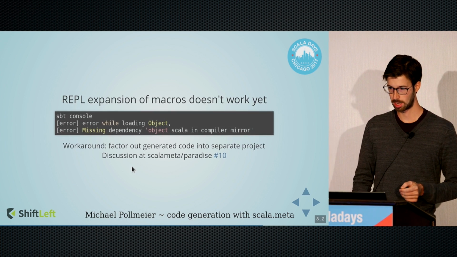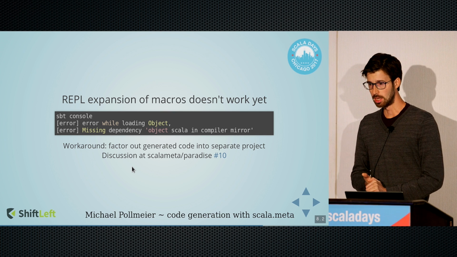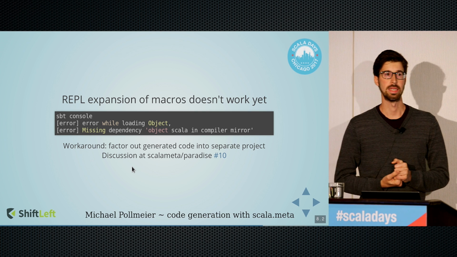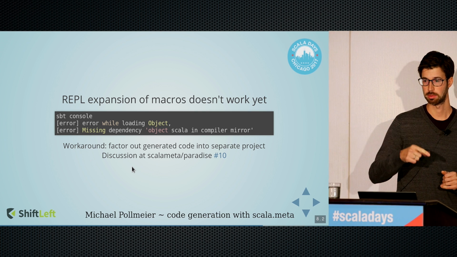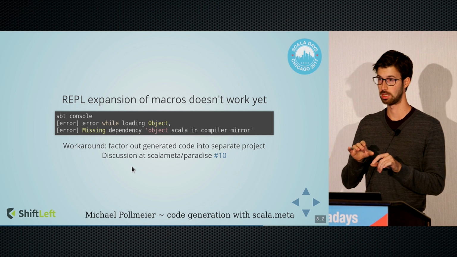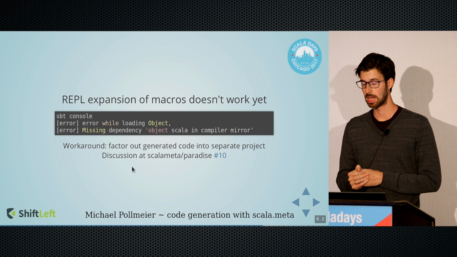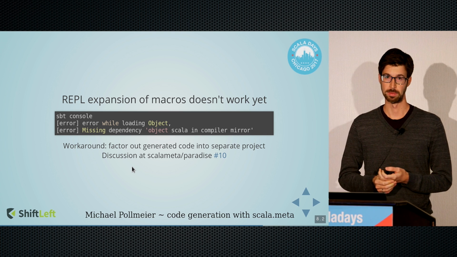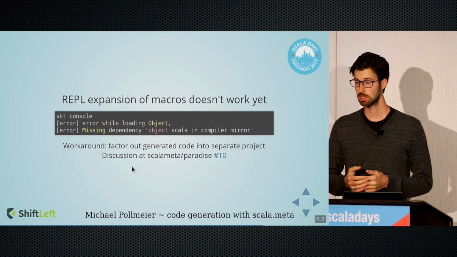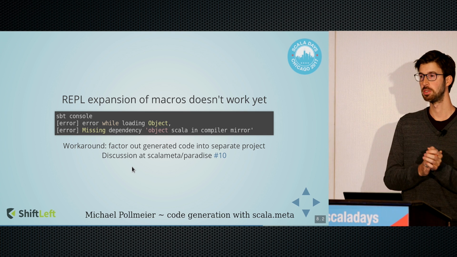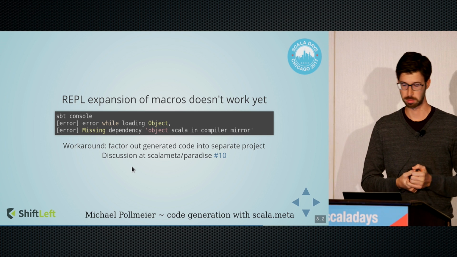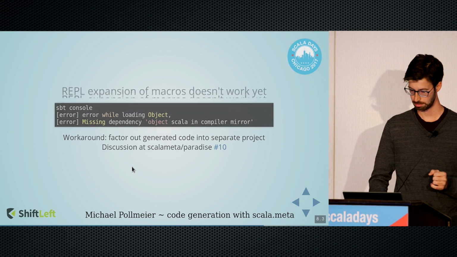Small print. REPL expansion for macros doesn't quite work yet. As in, if I go into my SBT project and I say inside the users project, I type SBT console, that doesn't work. So it's being worked on. It's going to get fixed. But at the moment, the workaround is to have a third project. So you need a third compilation unit to actually make that work. Which, yeah, is a bit sad, but it's early days.